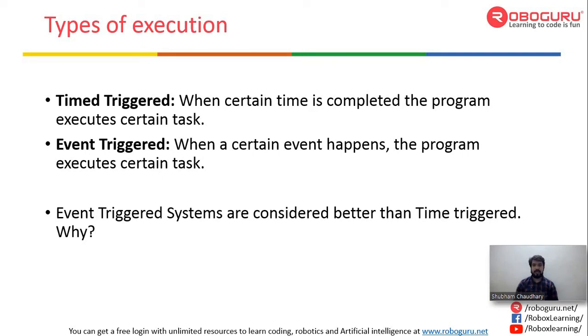Like we made a robot move in a square, circle, triangle, rectangle. That is because of timed execution, time triggered execution. So we say that after maybe 920 milliseconds, the robot will turn 90 degrees. After that, the robot should move forward. So this is a time trigger. The time is triggering an action.